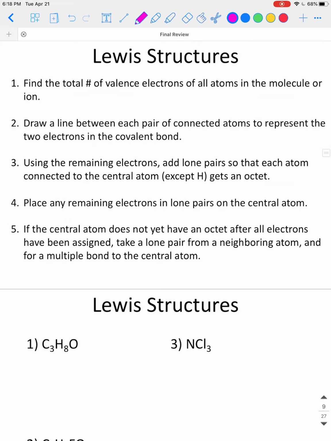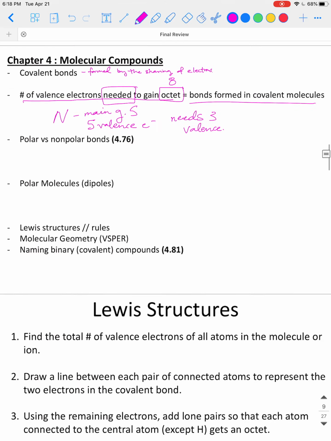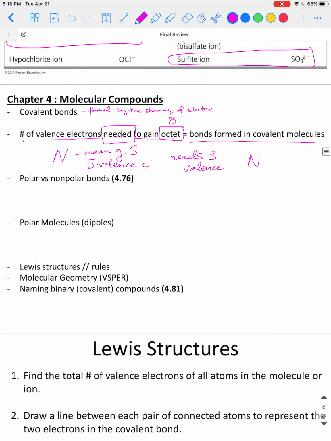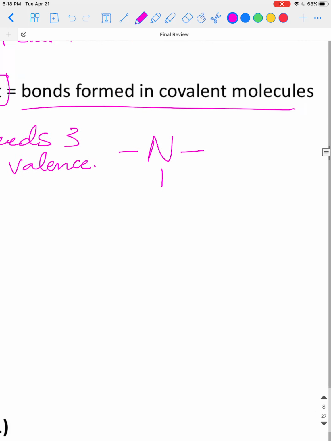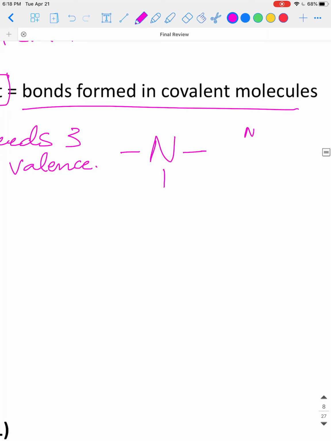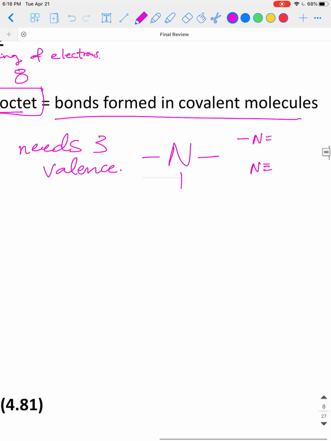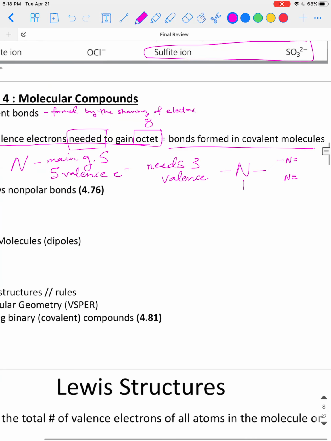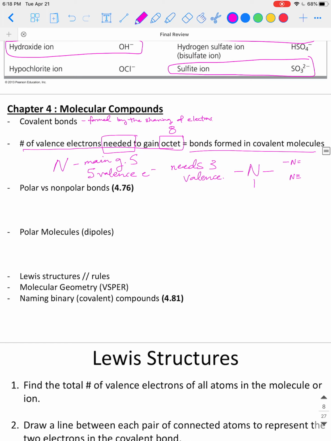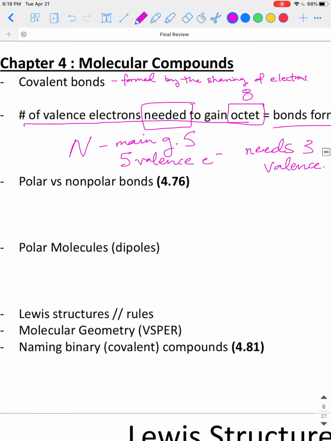So remember, let's reread our statement. The number of valence electrons needed to gain an octet equals the number of bonds formed. So nitrogen, that's why you see it very commonly with 3 bonds. They don't have to all be single bonds. You could have nitrogen with a double bond and a single bond. You could have a nitrogen with a triple bond, but these are all forms of 3 bonds.